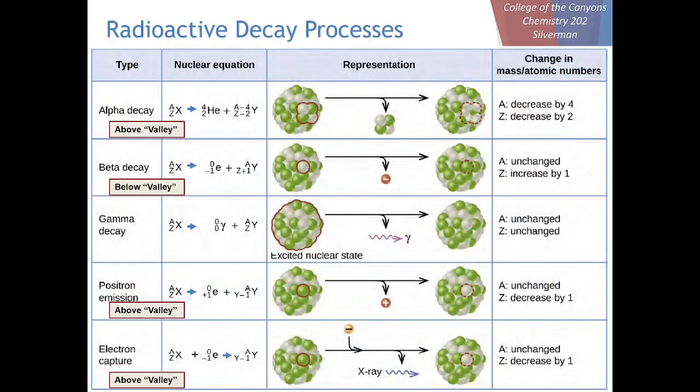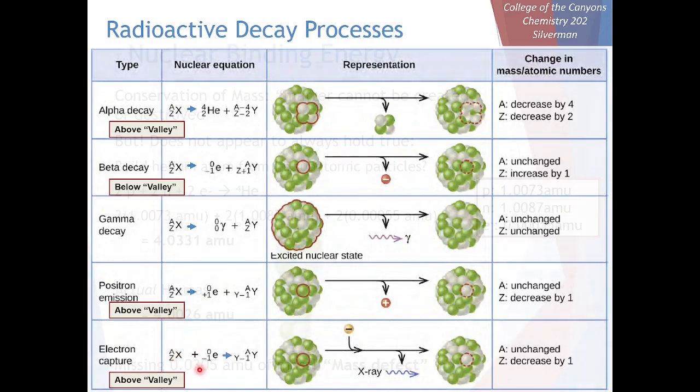We can summarize here again. These are the radioactive decay processes we've talked about. When we are below the valley of stability, beta decay is the only option. When we are above that valley of stability, well, we have a few different options. Alpha decay for our very, very massive elements, and then positron emission and electron capture as possibilities for most of our lighter elements.